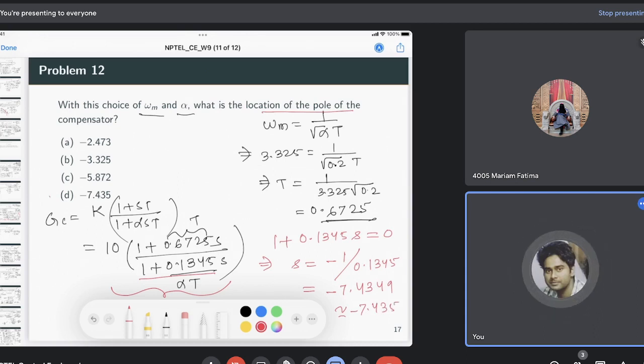So this step is just direct. Once we have all the design parameters, we can simply write the compensator explicitly, because we already have the T and alpha values, and from that we can directly figure out the pole of this compensator.